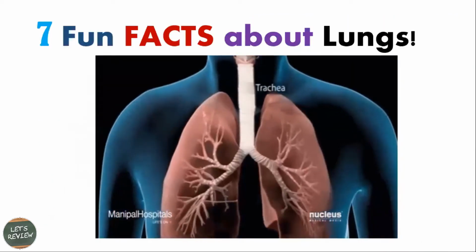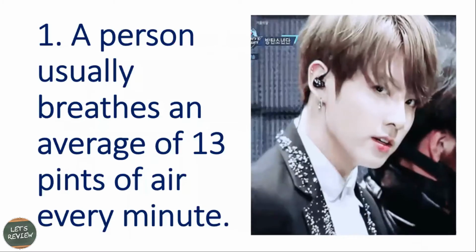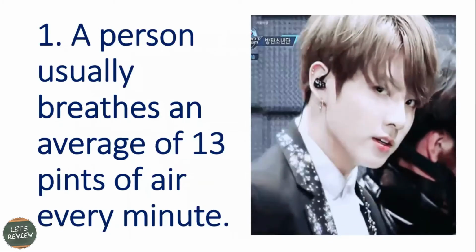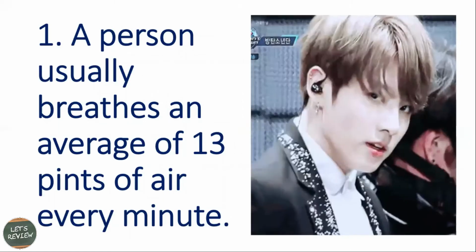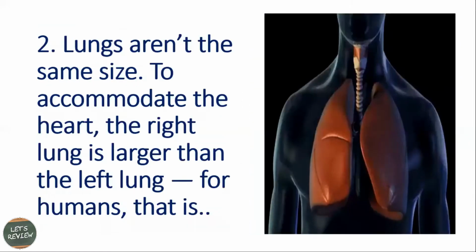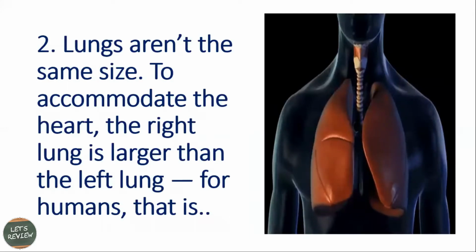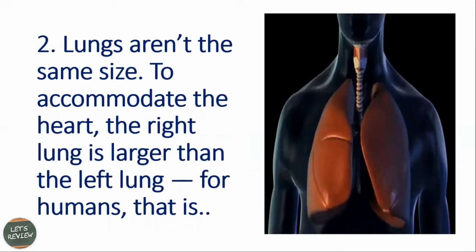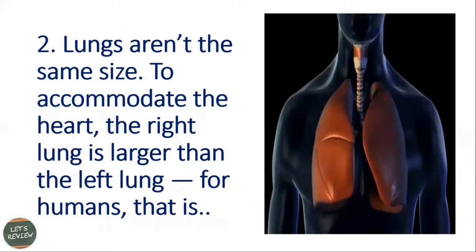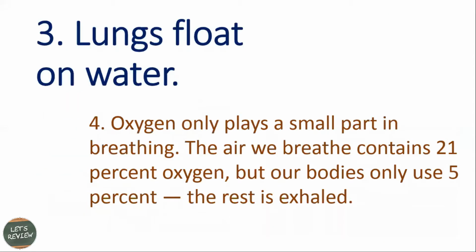So I have here 7 facts about the lungs. First, a person usually breathes an average of 13 pints of air every minute. Lungs aren't the same size. To accommodate the heart, the right lung is larger than the left lung, for humans, that is. Lungs float on water, and oxygen only plays a small part in breathing. The air we breathe contains 21% oxygen, but our bodies only use 5% of it. The rest is exhaled.